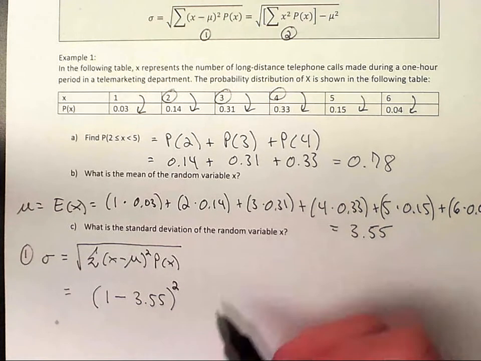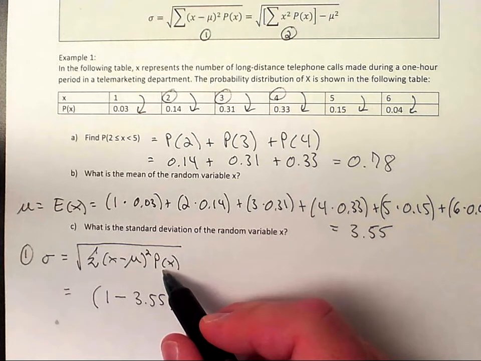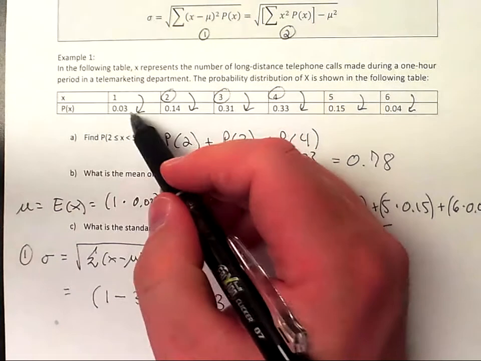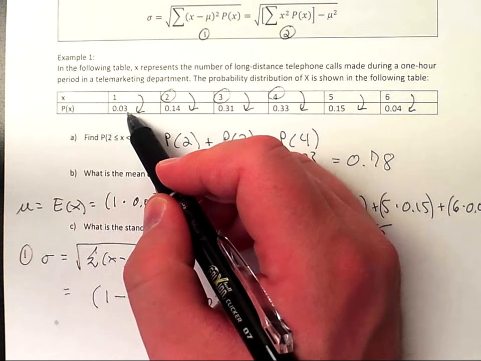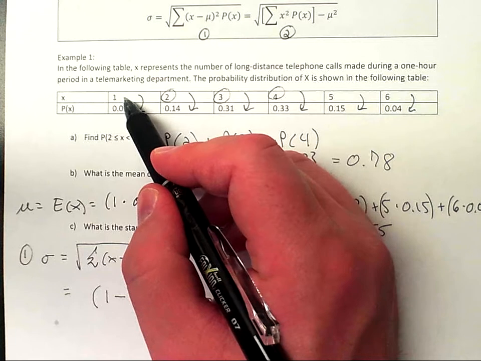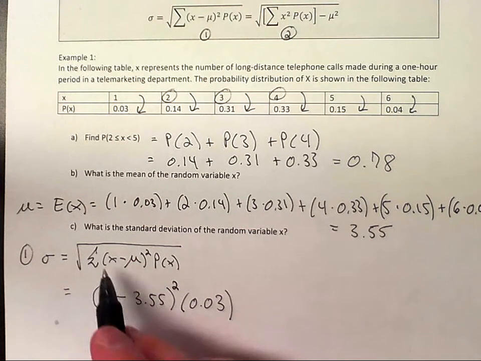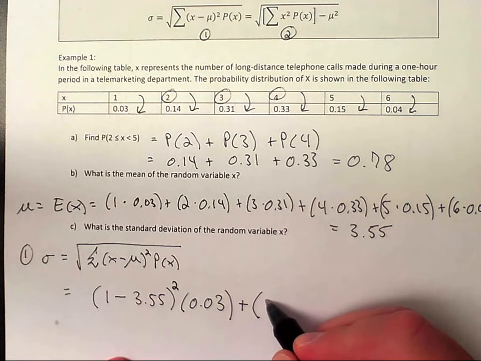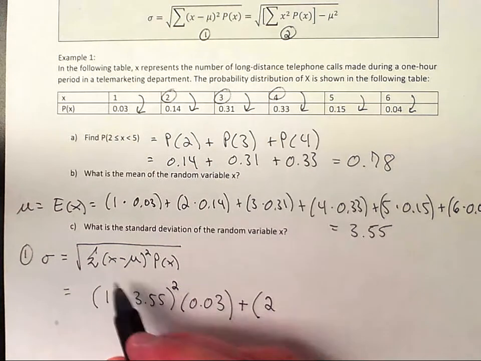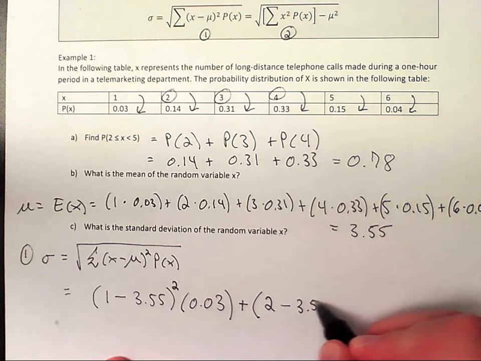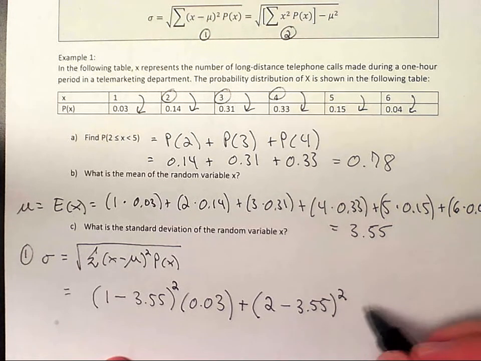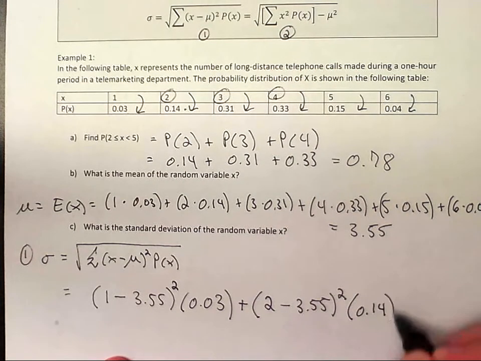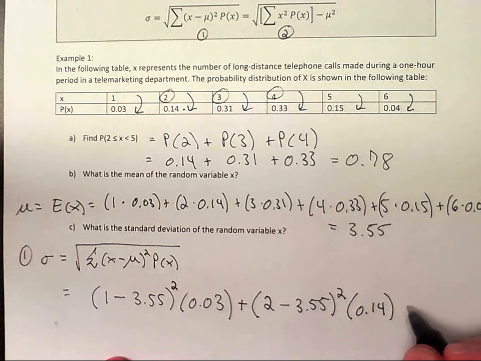Then we're going to square this. And then we're going to multiply this by its p of x. And what is the p of x? 0.03, right? Because here the probability associated with that x value is 0.03. So now we've done all of this right here, so then we're going to add that to the next x value, and the next x value is the number 2. We're going to subtract the mean from that, which is 3.55. We're going to square this, and then multiply it by its probability, 0.14. All right, is everybody good with what I'm doing up here?